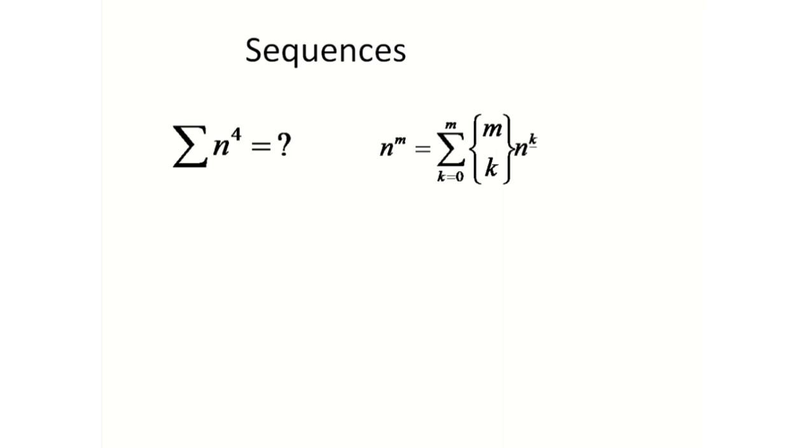And there is a very famous formula to write n to the power m as a summation of factorial powers with some coefficients, written in curly braces as m and k. These coefficients are very similar to binomial coefficients, but they are not binomial coefficients. They are called Stirling numbers. We can also write these Stirling numbers in a triangular form, which is very similar to Pascal's triangle.